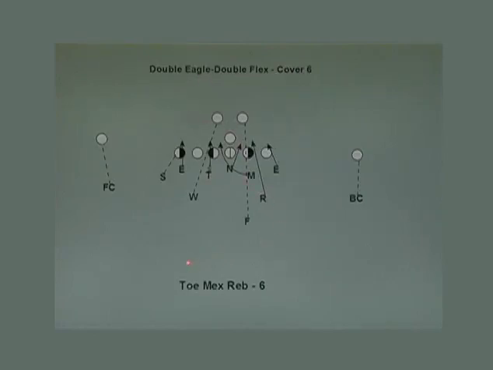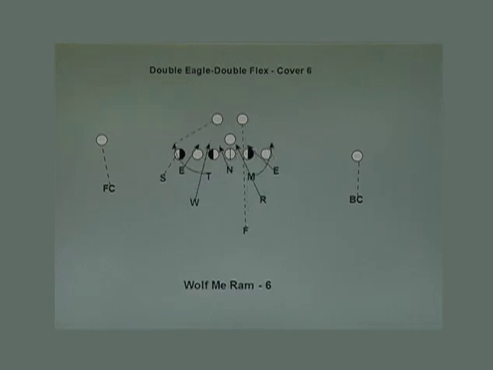This is an example of Toe Max Reb, okay? We've got Max here, which gives us a 3-man rush to this side and also a 3-man pass rush to this side. We're rushing 6 against a 2-back formation, ace-back formation, free safety would adjust.